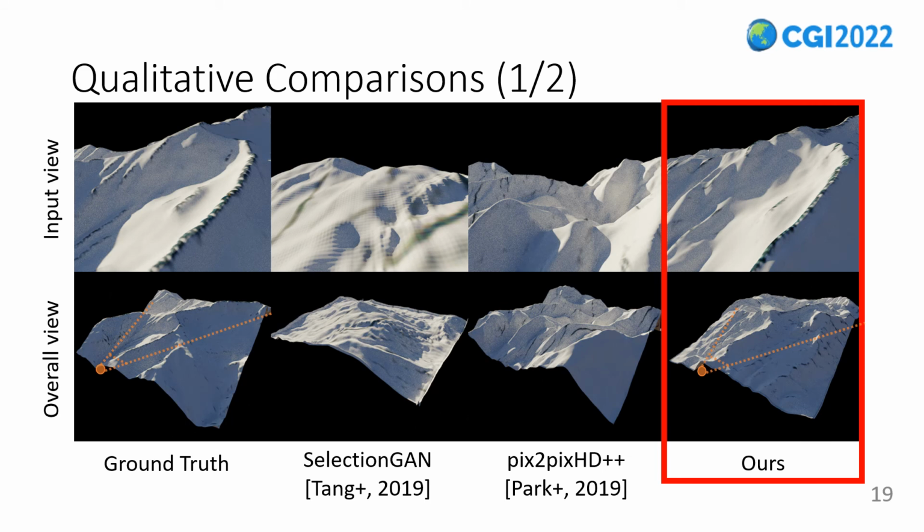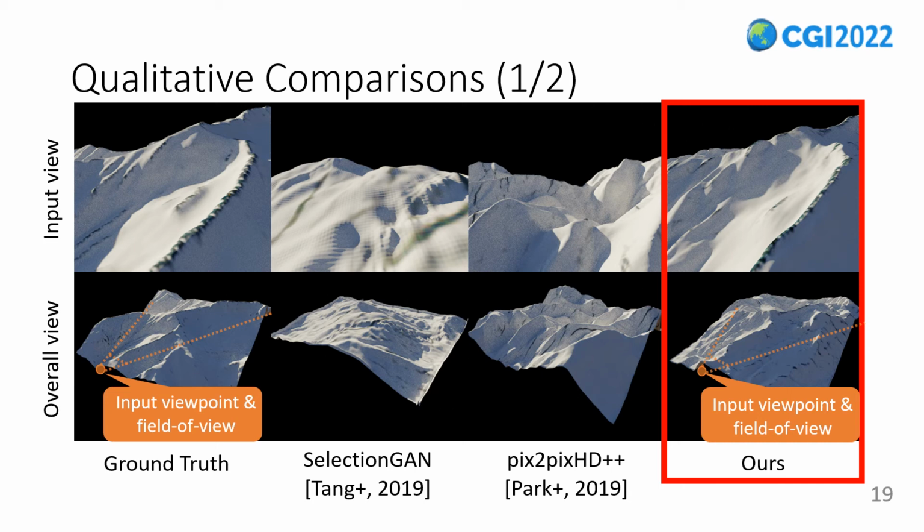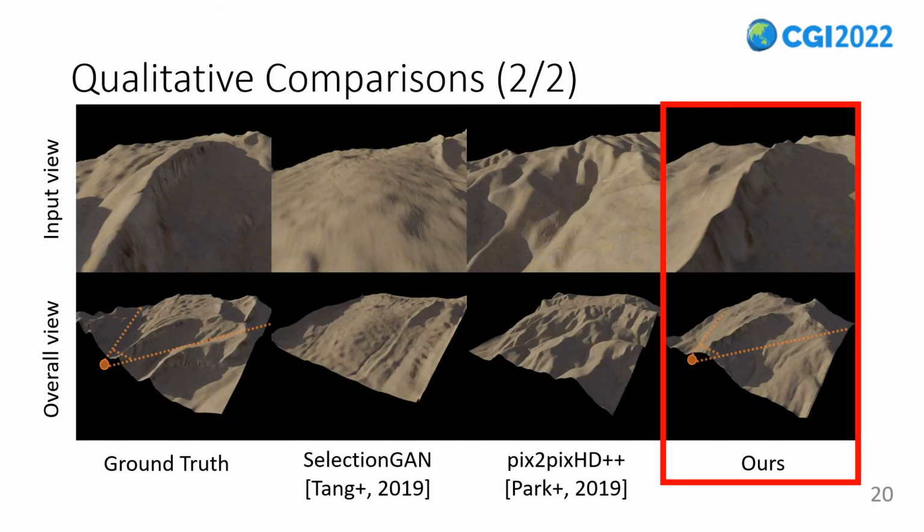This page shows a qualitative comparison with the synthetic input shown at the top left. For each result and the ground truth, we show input views in the first row and overall views in the second row. The orange points and dotted lines in overall views indicate the input viewpoints and the fields of view, respectively. You can see our result is the most faithful to the ground truth, both in input and overall views. This is another comparison. As you can see, ours is the most faithful.